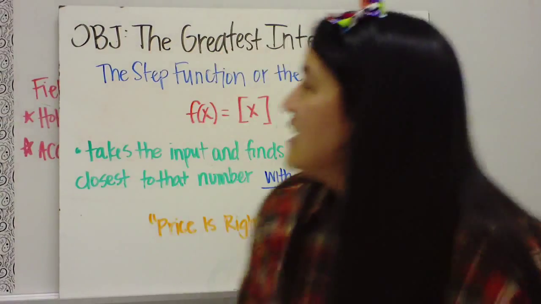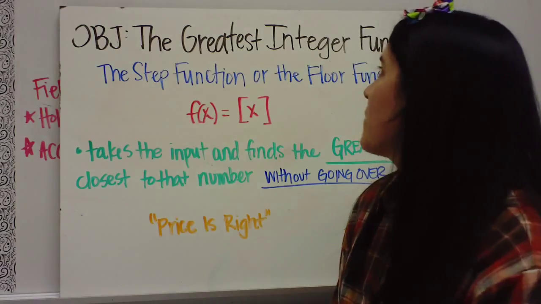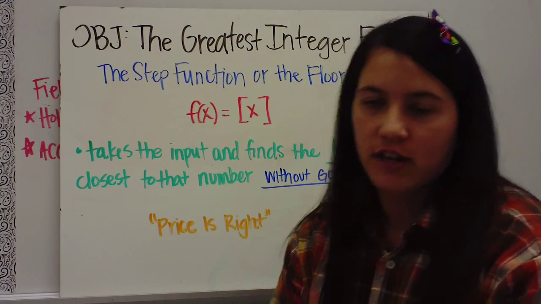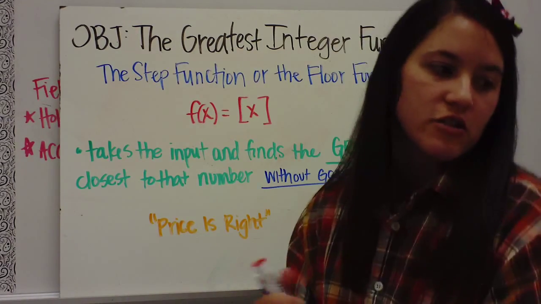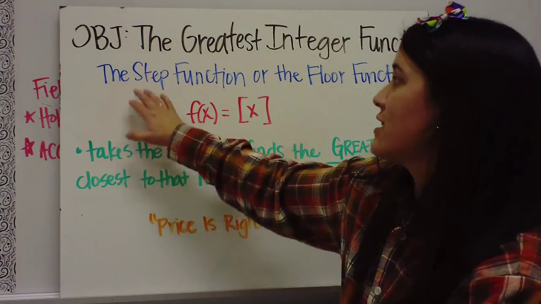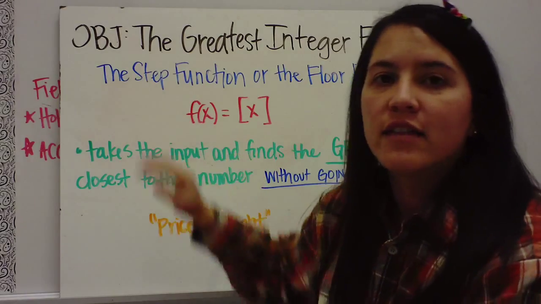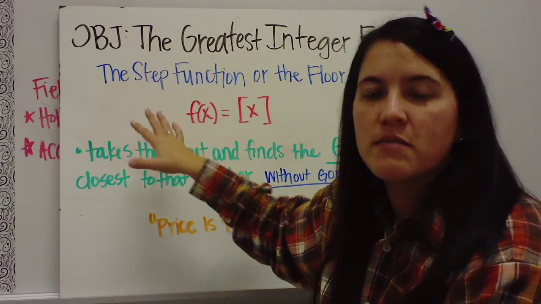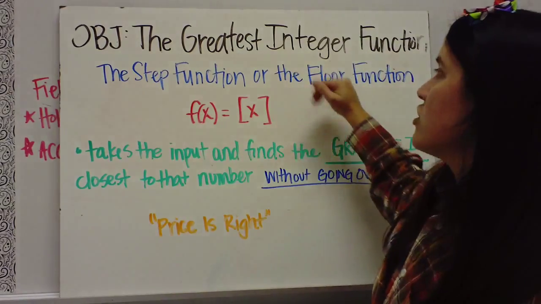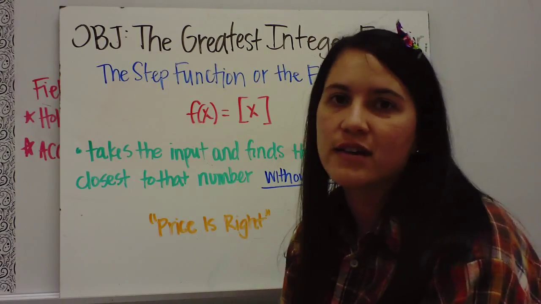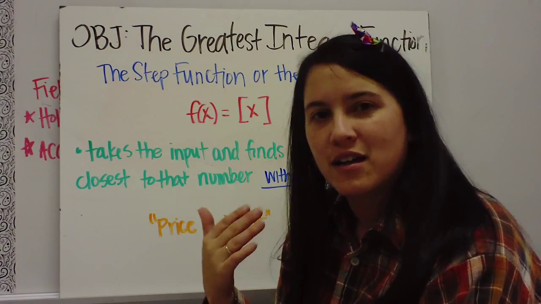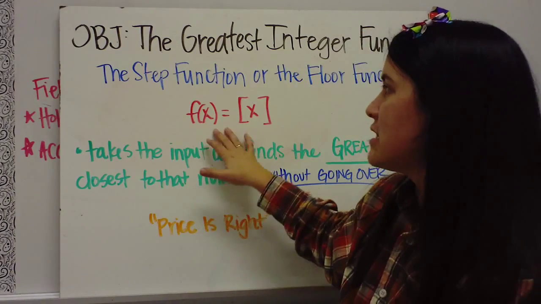Hey y'all. Today's objective is the greatest integer function. The greatest integer function is otherwise known as the step function or the floor function. You'll see in a minute why it's called the step function. Some people call it the floor function because it helps remind them of exactly what it is. This is the notation.